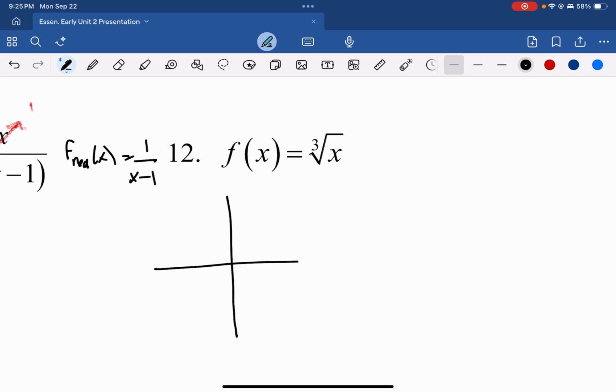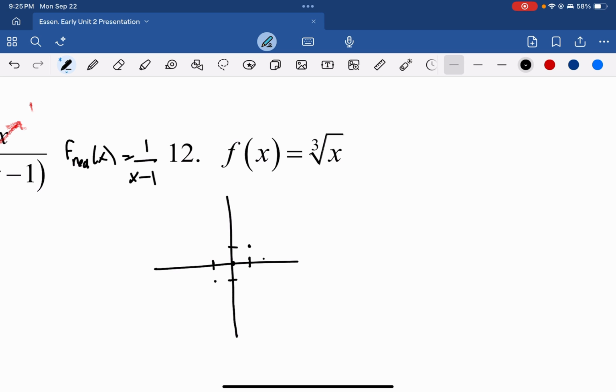And look at the graph again. Okay, if I plug in 0, I get 0. If I plug in 1, I get 1. Negative 1, I get negative 1. And then this one, if I plug in 8, I get 2.